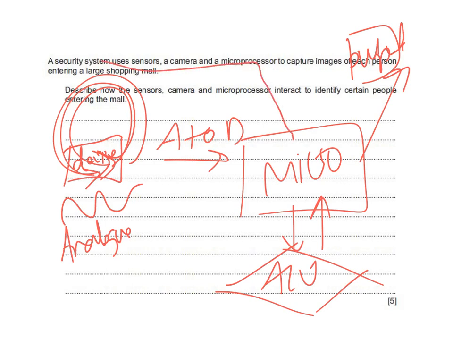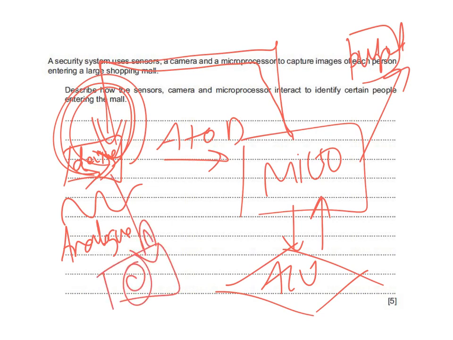Microprocessor is obviously going to send messages back continuously to tell the camera to take a nice picture of people as they come in. That signal is then converted from analog to digital. The microprocessor is going to control that process, and it's going to use the ALU to compare the biometric data that it's capturing to pre-stored biometric information, and if it matches, it's going to send a message to an output device that could be just a message on a screen, it could be an alarm system.